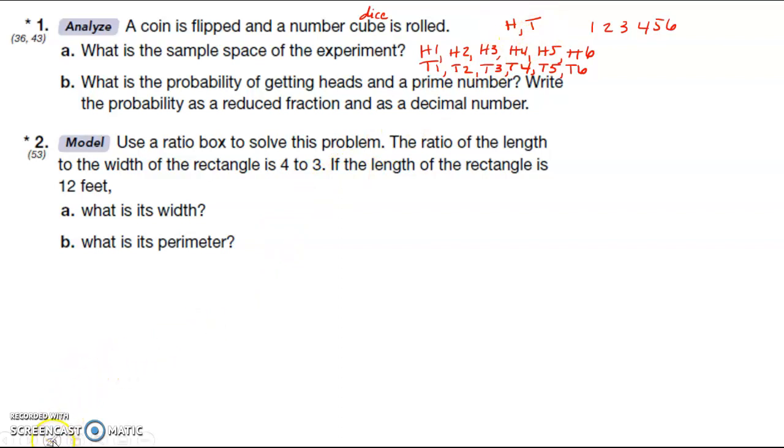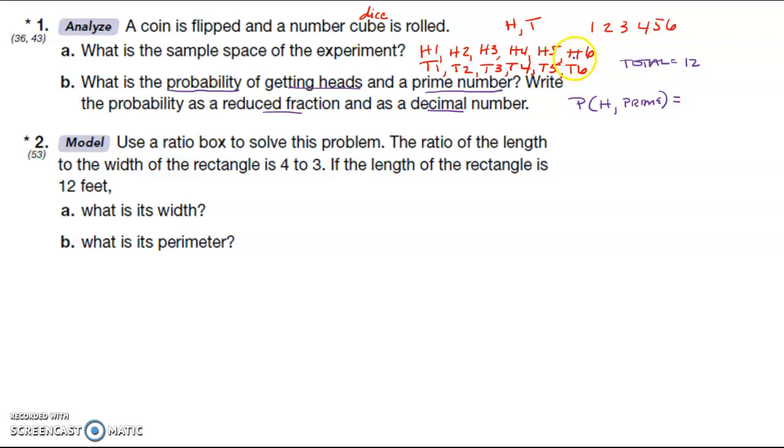Okay, I'm going to change colors here. And it says, what is the probability of getting heads and a prime number? Write this as a reduced fraction and a decimal. So heads and a prime number. So I have a total of 12 possible outcomes. And I want to know the probability of heads and prime.